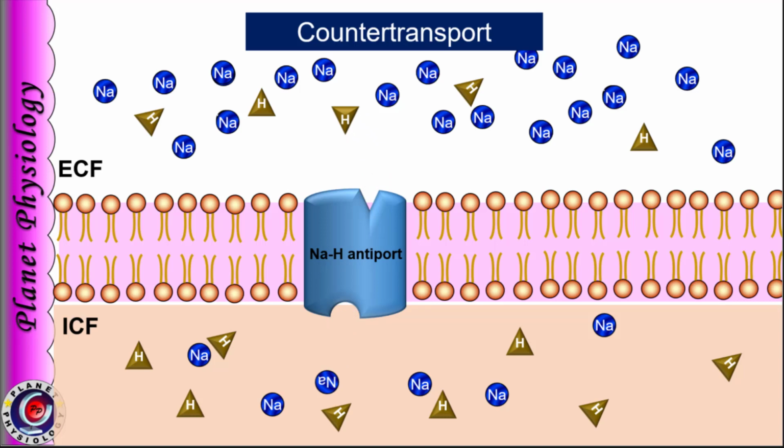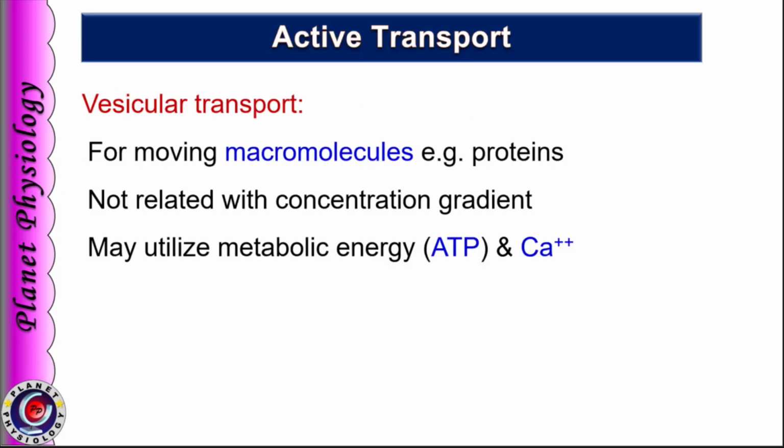So here we have completed secondary active transport, and now the last type of transport is vesicular transport. Vesicular transport is meant for moving macromolecules like proteins, which cannot be transported with the help of carrier proteins. It is not related to the concentration gradient and it may require energy in the form of ATP and calcium ions.